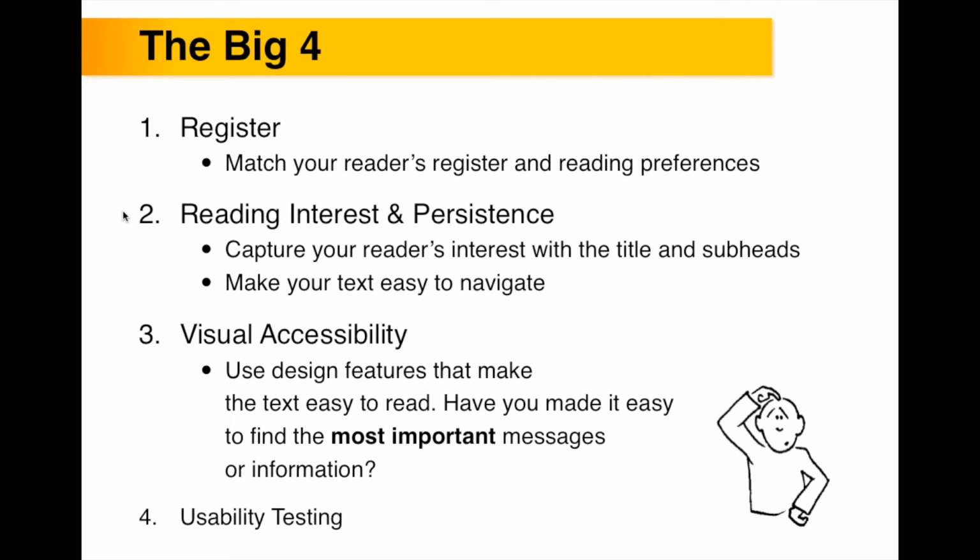Reading persistence comes from chunking the text in smaller, intuitive bits and making it easy for the reader to find what he or she wants. Visual accessibility is super important. If you can't see it, you can't read it. In a best-case scenario, we use design features that make all the text easy to read, and we highlight the most important text for the reader.